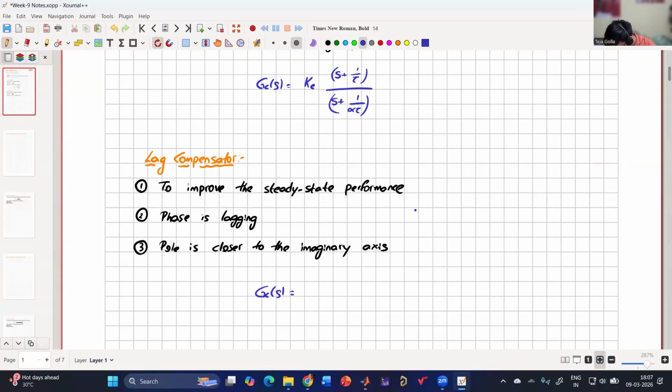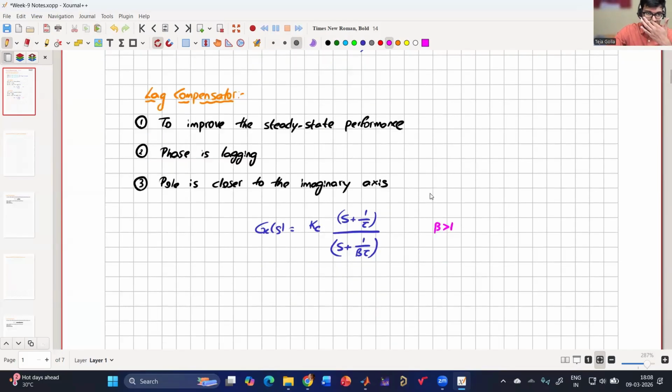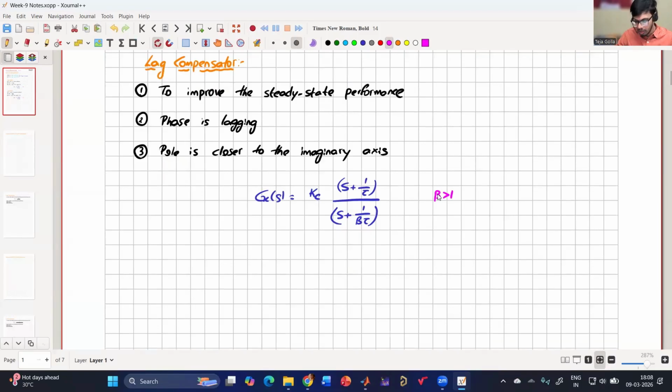Gc(s) will be Kc times (s plus 1/tau) divided by (s plus 1/(beta tau)). And one more thing: for lead, alpha is less than 1, because if alpha is less than 1, 1/alpha is greater than 1, which means the pole is farther away from the imaginary axis compared to the zero. Here for lag, beta is greater than 1, the opposite. So 1/beta is less than 1, which means the pole is closer to the imaginary axis than the zero. Now we are coming to the lag-lead compensator.